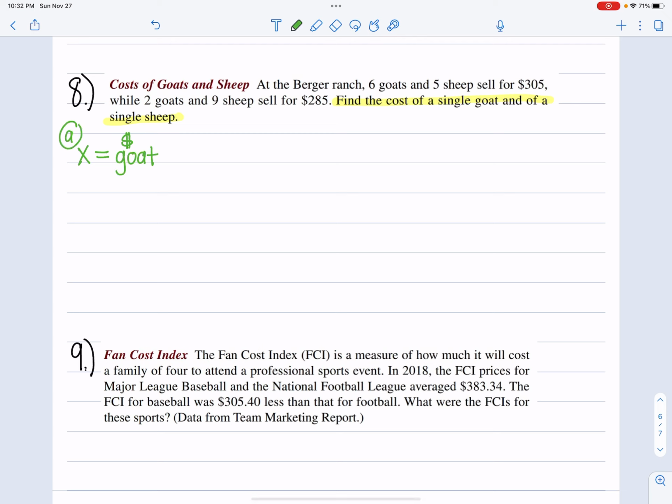This is part A for me, right? Defining my variable. The cost of a goat. And I use a dollar sign to let me know I'm talking about money. I'm not looking for the number of goats. I want the cost of a goat. That's why I use the dollar sign.